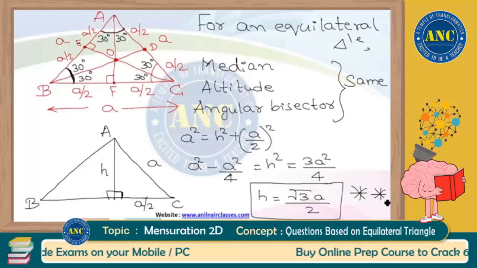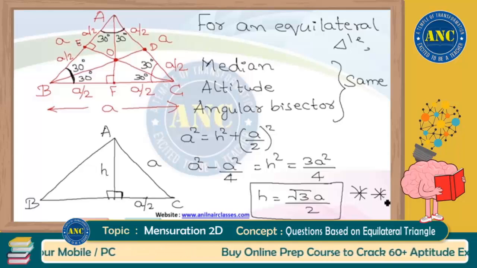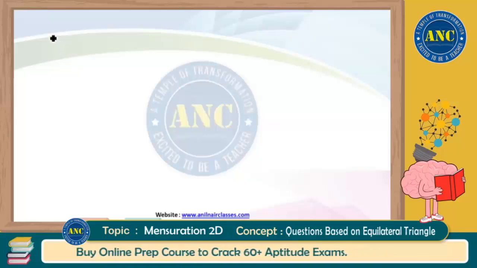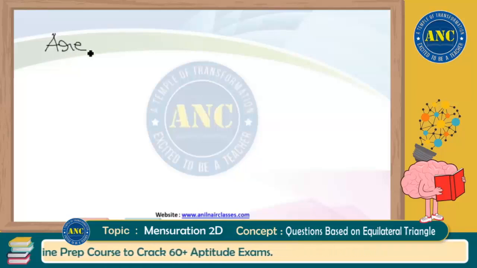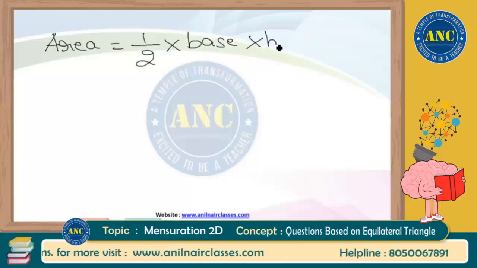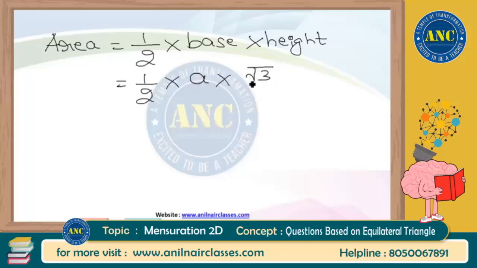And I'm sure that you know this. All the sides are equal in an equilateral triangle. Sir, we got the height, but what is the area, sir? Area is what we are interested in. Area of an equilateral triangle is, in general, half into base into height. Half into base into height. This is nothing but half into base, which is the side A. Height we just now calculated. It is root 3 by 2 times A.